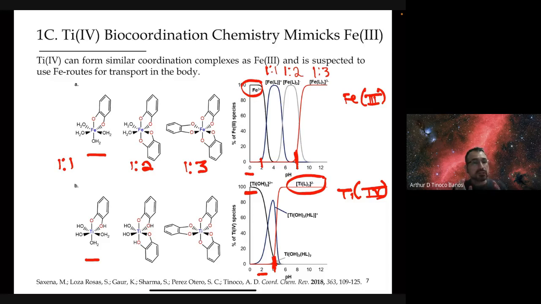So that shows us some really profound differences in the ability of these metals to coordinate to these same types of ligands and form the same types of compounds, but at a different pH value. That speaks to the difference in the actual Lewis acidic properties of these two metals. Okay.